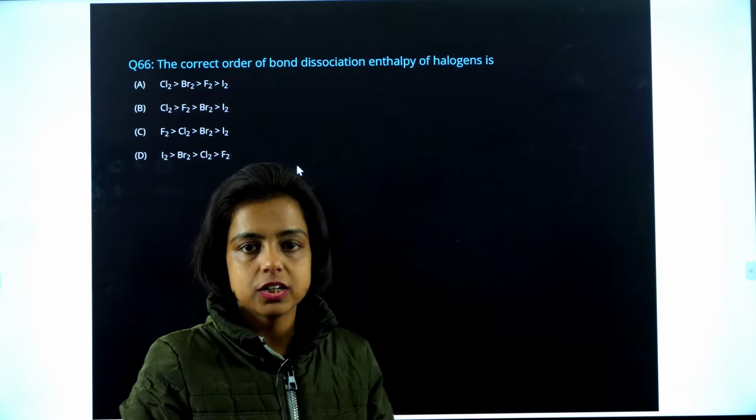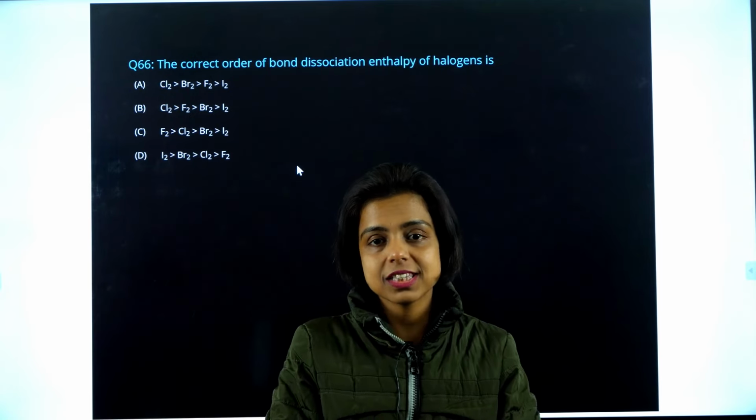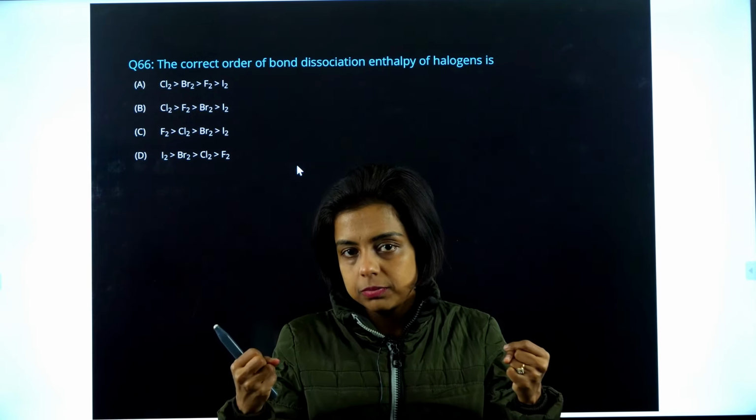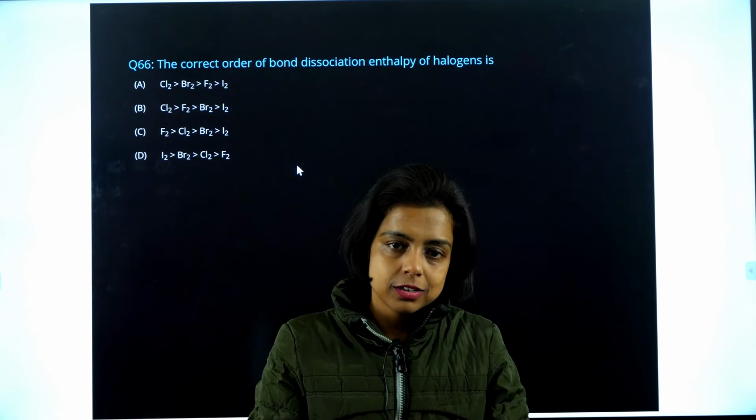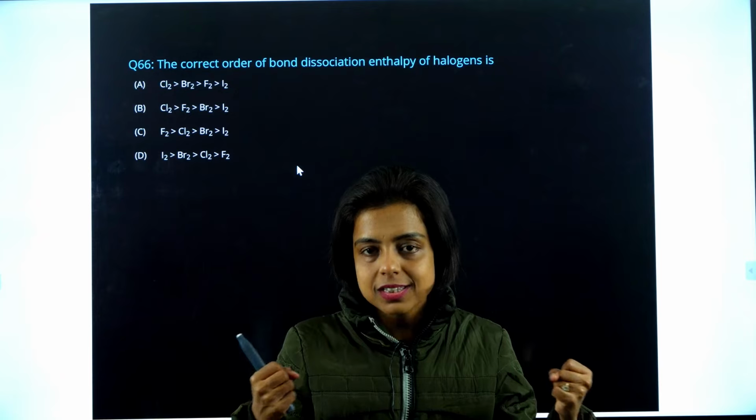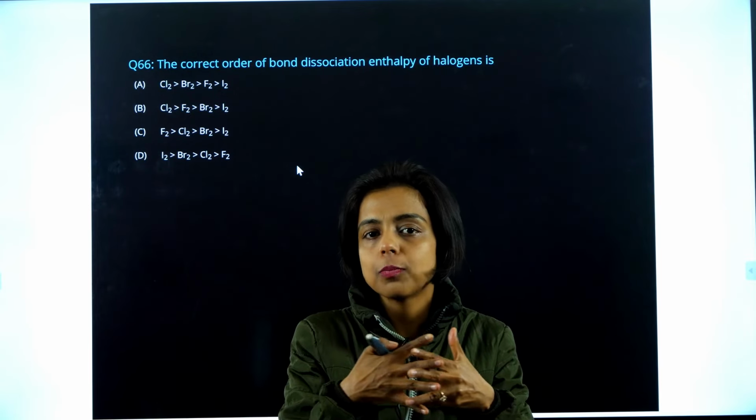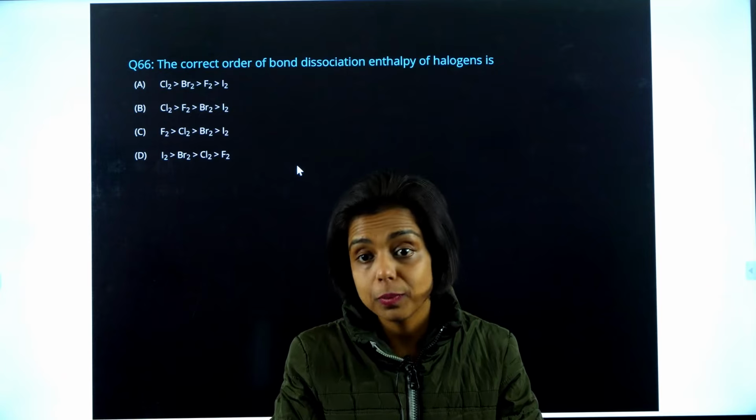Next question, the correct order of bond dissociation energy. Halogens are given, and you should definitely know this order. Weaker is the bond, easily you can break it, so lesser is the bond dissociation energy. Or you can say smaller is the size of the atom, the closer they are, the stronger the bond, and hence more dissociation energy. More energy is required to break that bond.